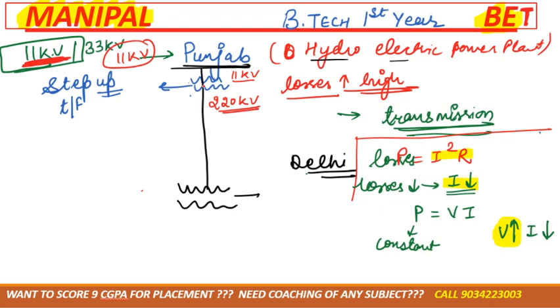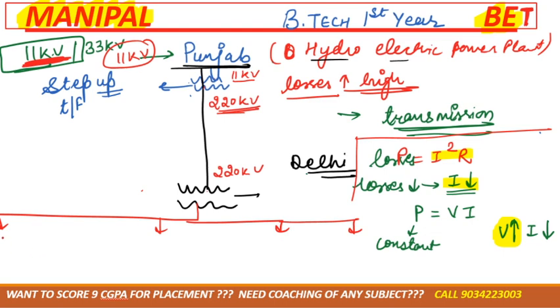Now electricity is transmitted to Delhi, correct? According to this voltage, now we are getting 220 kilovolt. Now in Delhi, it is further transmitted to different areas of Delhi, like North Delhi, then it will transfer to South Delhi, then East Delhi, and then West Delhi.